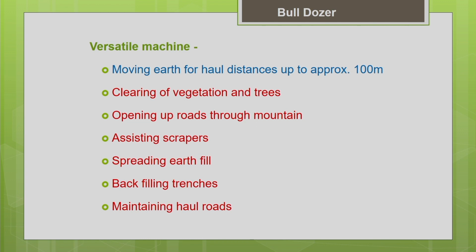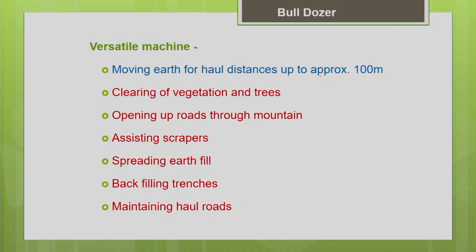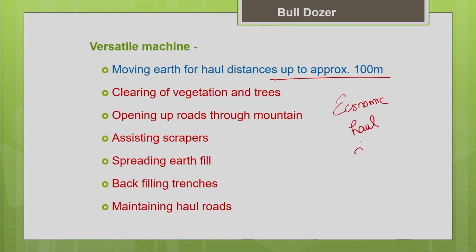The bulldozer is a versatile machine. It can be used for different types of applications on a construction project site. Before you select an earth moving equipment for a particular activity or job, you should know the haul distance actually needed for your job, because every earth moving equipment has its own economic haul distance. This we have discussed earlier also.